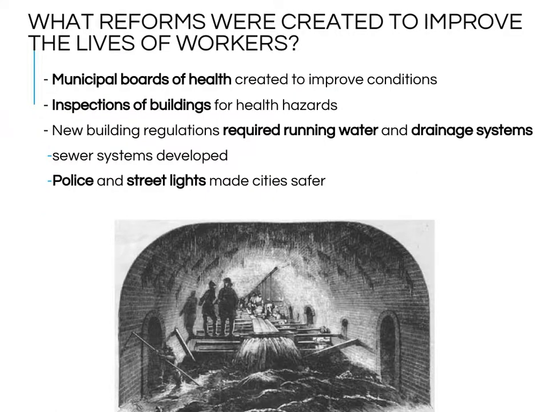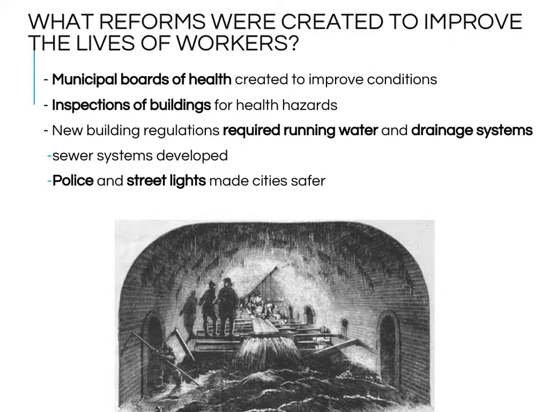So like I said, part of the Second Industrial Revolution is that governments tried to make reforms to improve the lives of workers. So they created boards of health to monitor and try to improve sanitation. They developed for the first time building inspectors and building codes. So the tenements, which had been previously really unsafe, they tried to deal with those issues. So for example, new building regulations required things like running water and drainage systems in buildings.